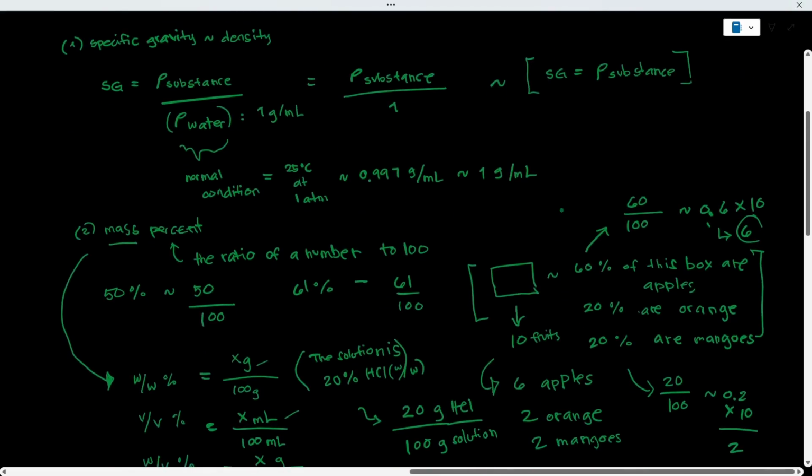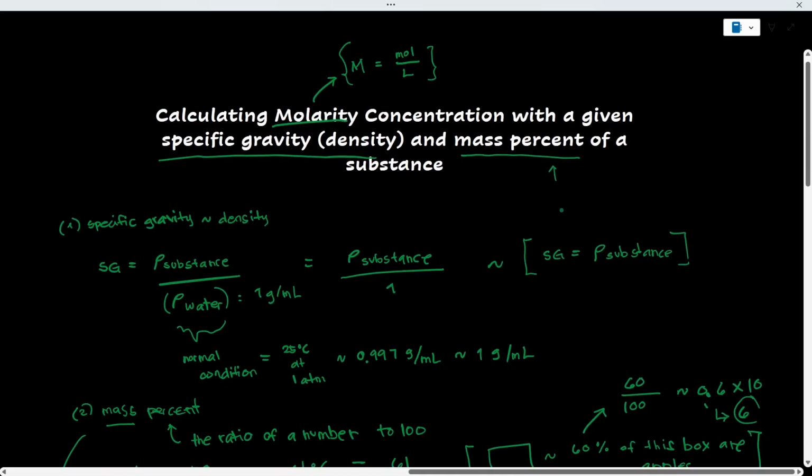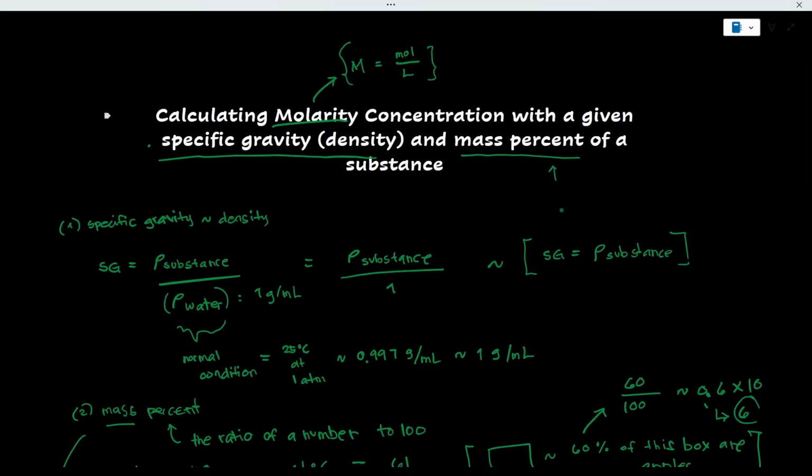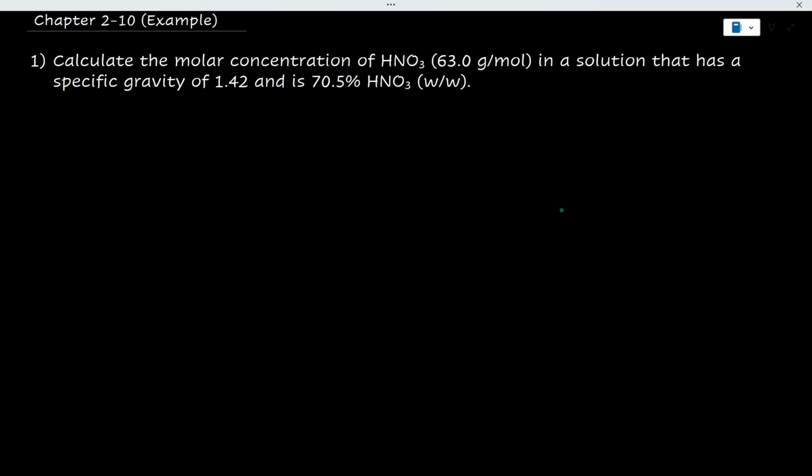These properties we will use to solve problems or calculate molarity concentration. So remember this principle from specific gravity and mass percent. Let's solve problem number 1. Calculate the molar concentration of nitric acid or HNO₃, with a molar mass of 63 grams per mole, in a solution that has a specific gravity of 1.42 and is 70.5% HNO₃. So first things first, we can see here we were given the specific gravity, which is 1.42.